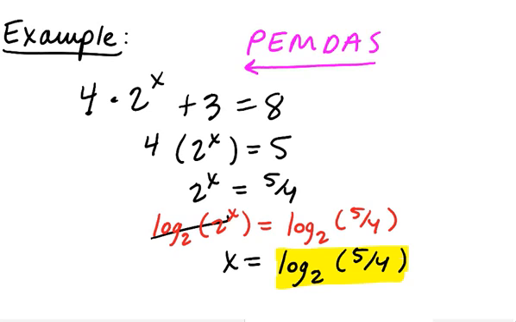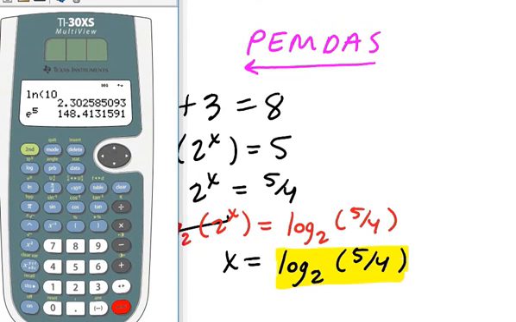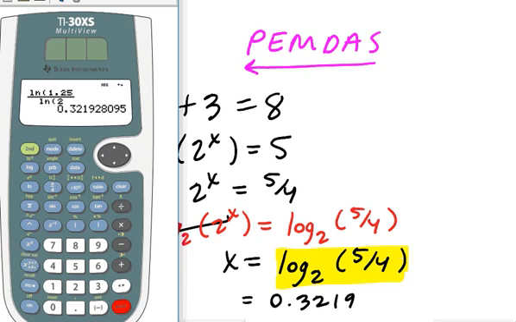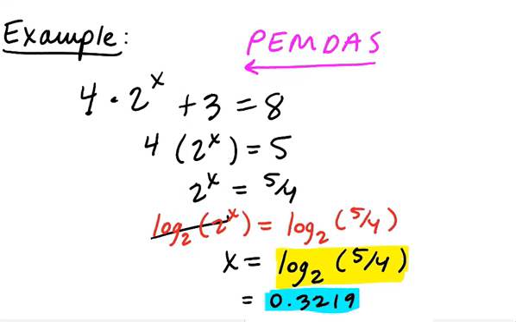But if we need an approximate answer, we'll bring this into the calculator and set up a fraction. We'll do natural log of 5/4 divided by the natural log of 2. And that'll get 0.3219. And that's an approximate answer. So, remember exact versus approximate.